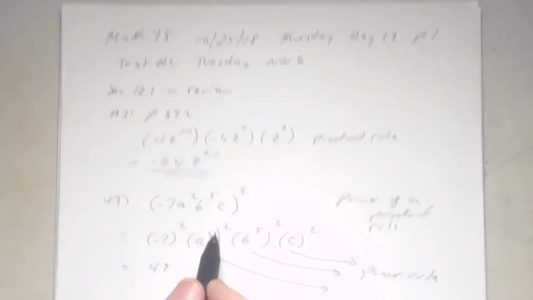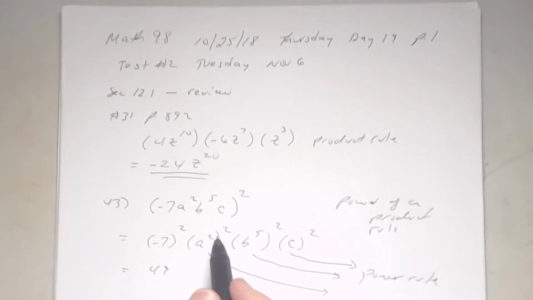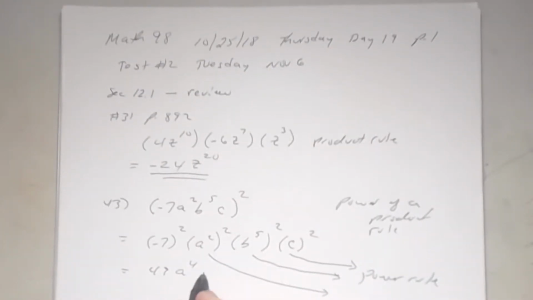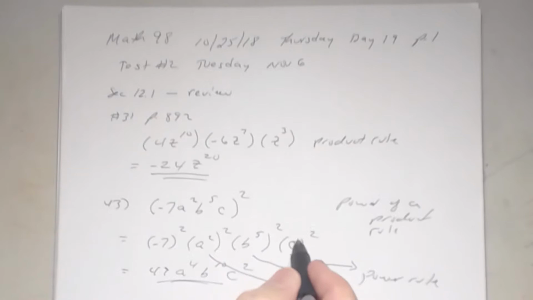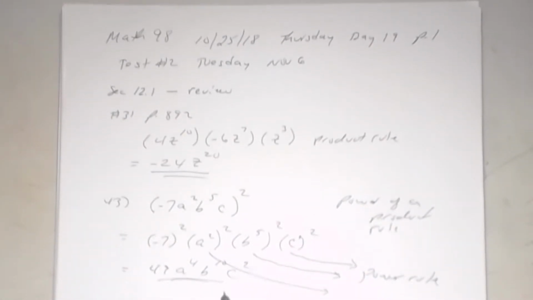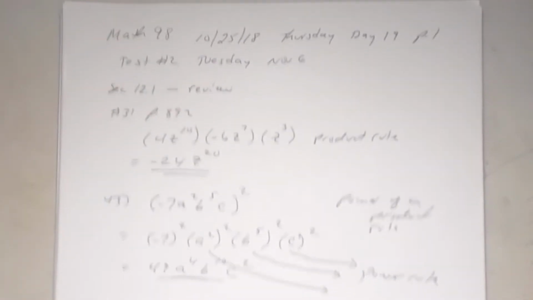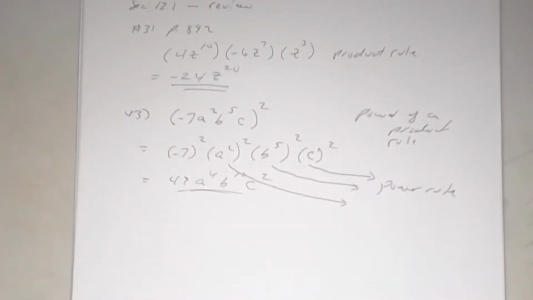What's a squared squared? The power rule says when you have a power raised to a power, what do you do to those powers? Okay. So what's that? A to the fourth. What's the next one? C to the second. Because this right here, that's understood to be what exponent right here? 1. And so 1 times 2 is 2. Okay? All right. So that's 43.